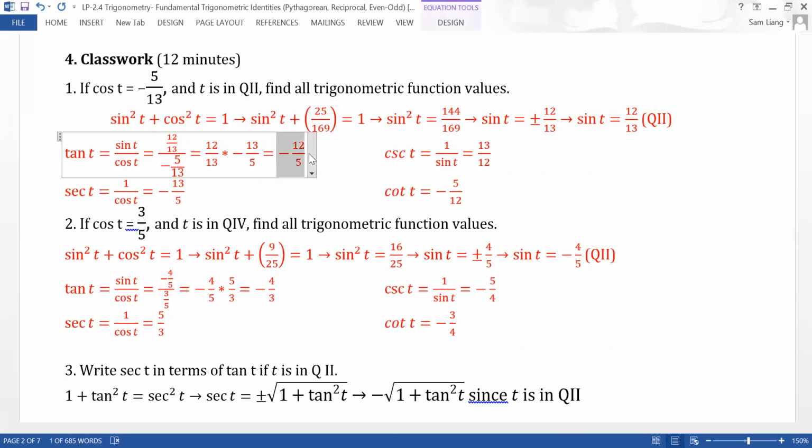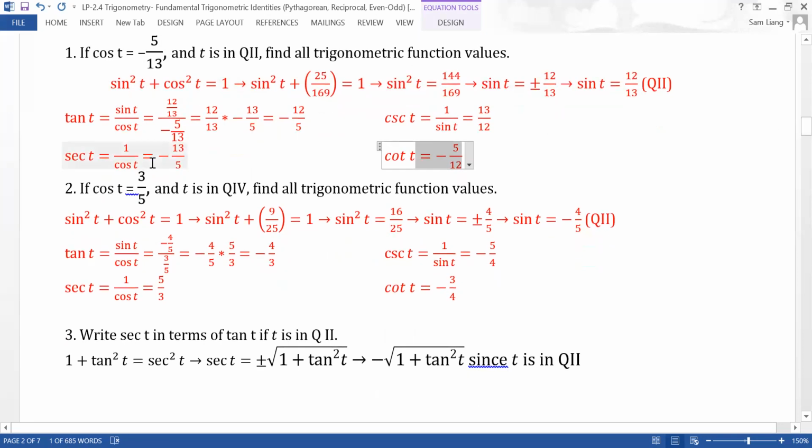All right, next we have cosecant, which is 1 over sine, and just take the reciprocal. That's easy, 13 over 12. Next we have secant, which is the reciprocal of cosine. We get negative 13 over 5, right? Just taking the reciprocal of this, we get that. And then cotangent, take the reciprocal of tangent. We get negative 5 over 12. Okay, so easy enough. There's your first set of answers.